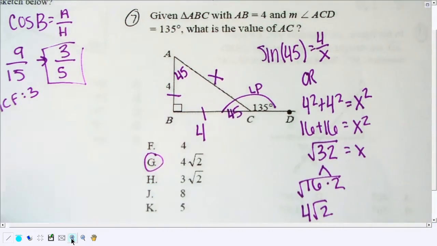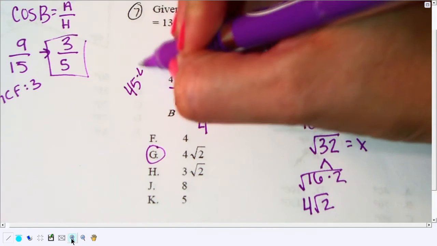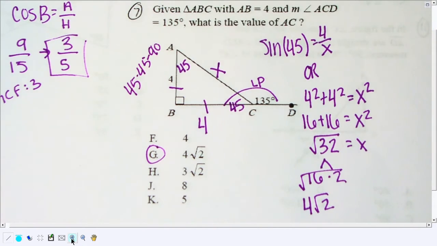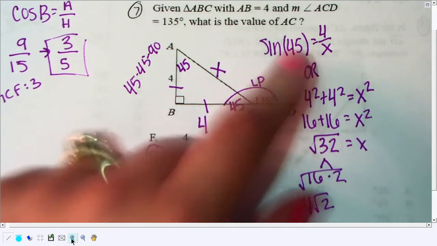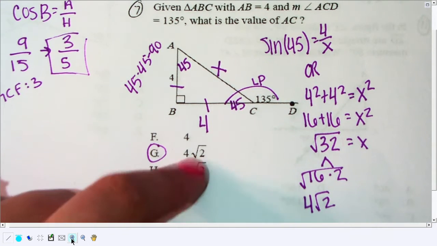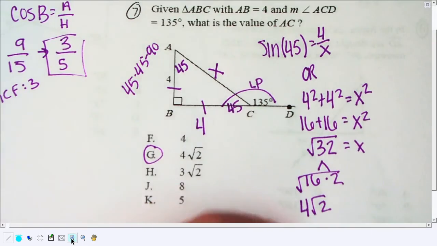When we learn about special right triangles, this is actually a special right triangle called a 45-45-90. We will learn about that after we learn law of sines and cosines. So for right now, these are the two potential ways that you could solve them. If you did it by using trig, you would just change your answers to decimals. And if you used Pythagorean theorem, you would just simplify your radical.